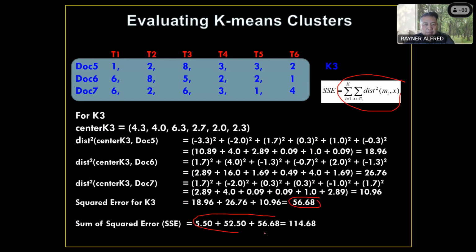So the total will be the summation of all this. So we sum up the values here. Then we get 114.68. Okay. So this is the quality of the 3 clusters that we get. So the aim is to reduce this because we want to have a compact cluster. But the sum of square error doesn't count the distance between the clusters. It only looks at the compactness of the cluster.